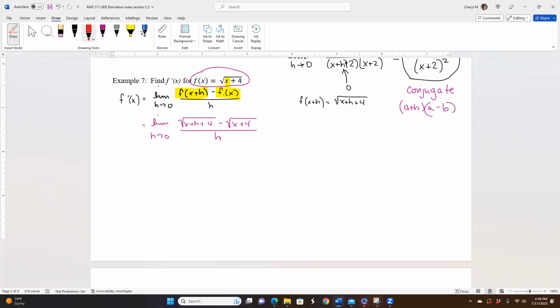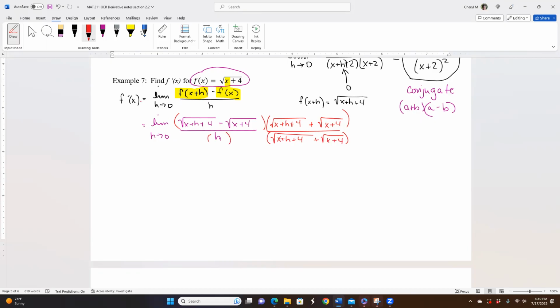In my numerator, I'm going to multiply by the conjugate of this expression, which would be the square root of x plus h plus 4, but then plus the square root of x plus 4. So this red expression is the conjugate of this purple numerator because they changed the sign. In the denominator, we must also multiply by that same thing, because whatever I multiply my numerator by, I have to multiply the denominator by.